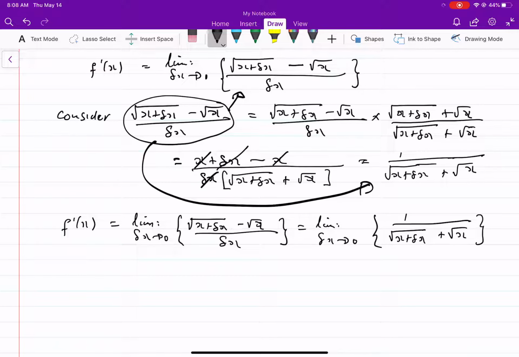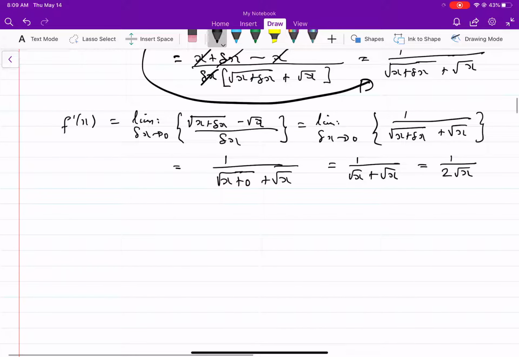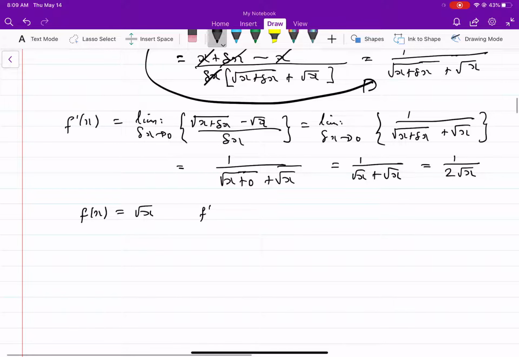Okay, if I plug in delta x equals 0 here, I will get 1 upon the root of x plus 0 plus root x. You remember, it's delta x I'm plugging in a 0, not x. Delta x is going to 0, which is 1 upon root x plus root x. And everybody knows that 1 mango plus 1 mango is 2 oranges. So that's 2 root x in the bottom there. And that's the derivative. If f of x is equal to root x, then f prime of x is equal to 1 upon 2 root x.